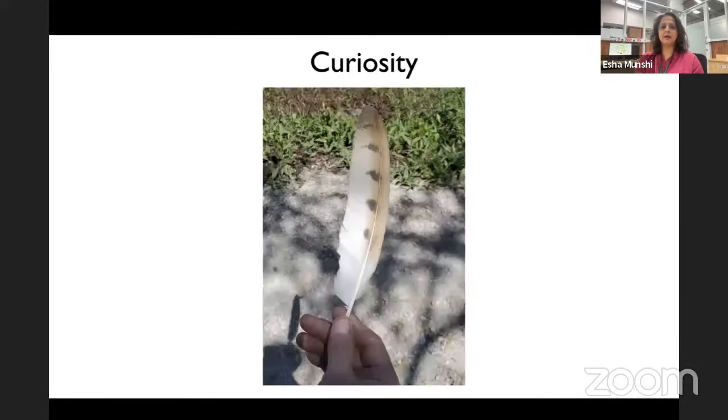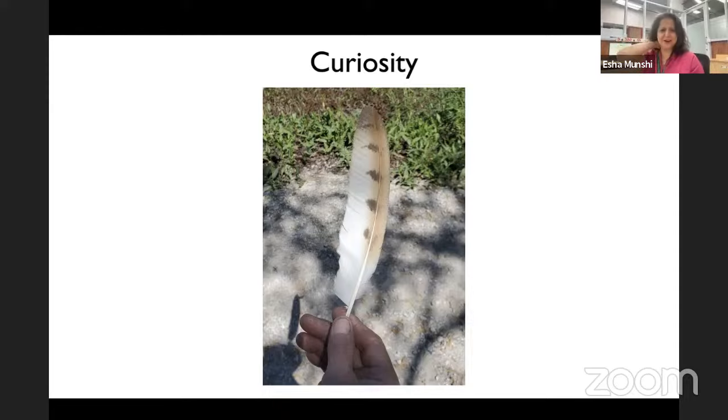And this is another thing which I think we all have noticed. Who has done that? Just raise your hand so I would know. If you see a feather lying on the ground, you would pick it up. I've seen children doing that. I've seen adults doing that. I myself have done that.